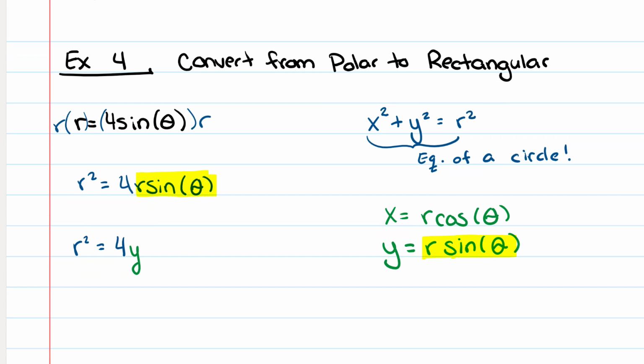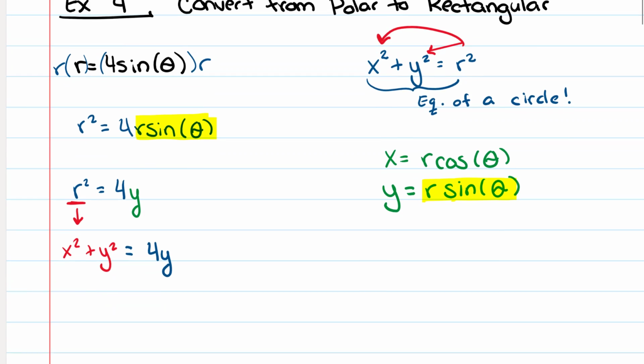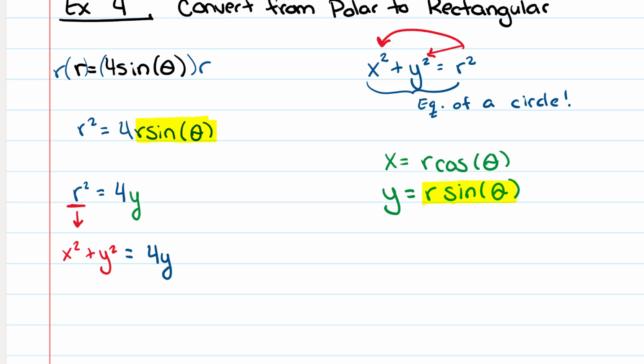And now what we have to do is get rid of this r squared. Well, over here I have that r squared is equal to x squared plus y squared. So then this is going to become x squared plus y squared is equal to 4y. And now all I have to do is go ahead and just simplify this down into an equation that we can recognize. Now 4 sine of theta is going to be a circle of radius 4. I know this from the graphs we just made earlier.